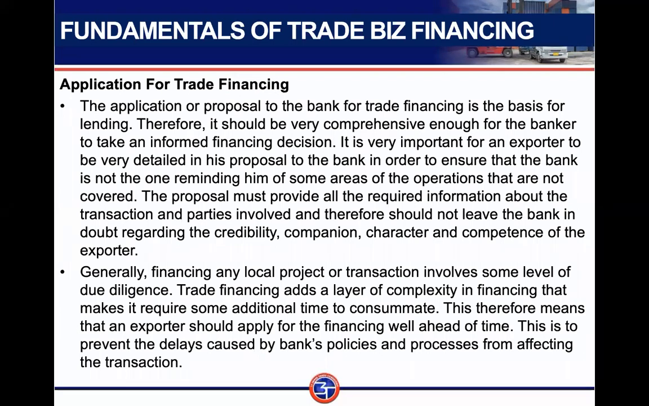This therefore means that an exporter should apply for the financing well ahead of time. So that if someone is targeting cashew nut in February, that request should be with the bank latest end of November. So you have the whole of December and January, because December is even like half a month, January is like half a month, to be able to appraise that credit and approve it. So like 2 months ahead.